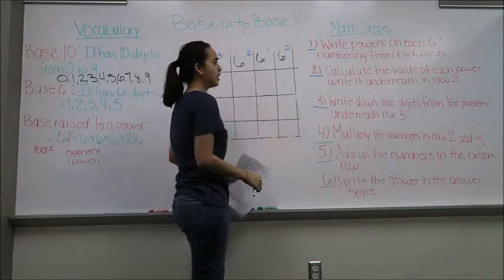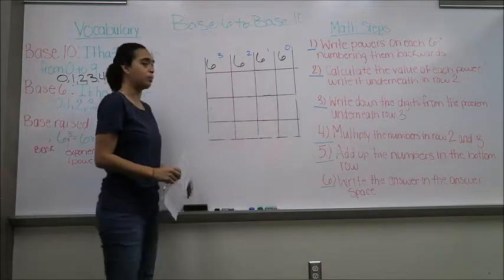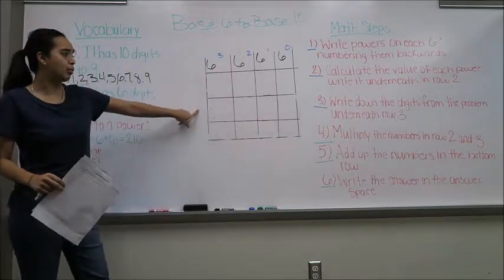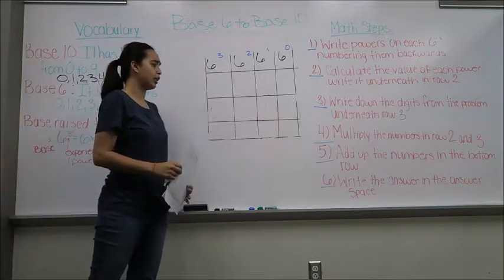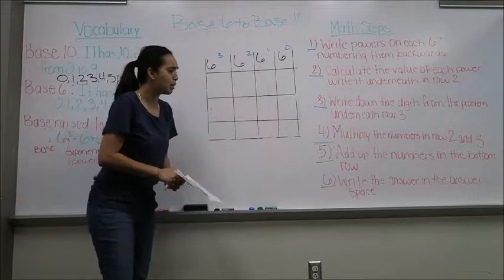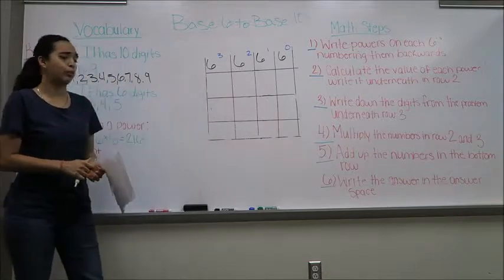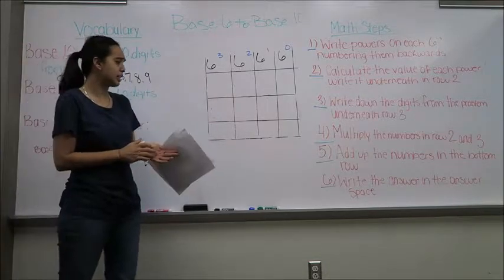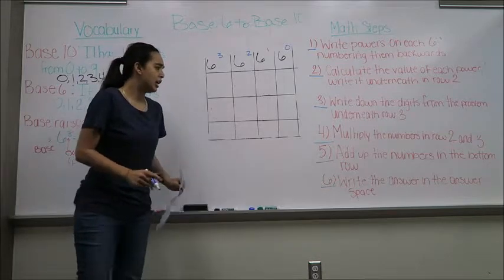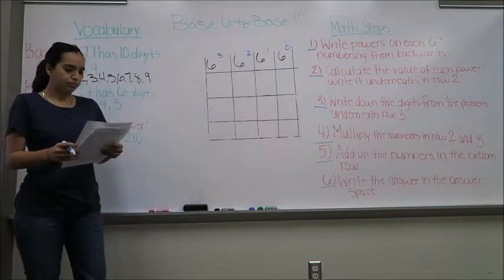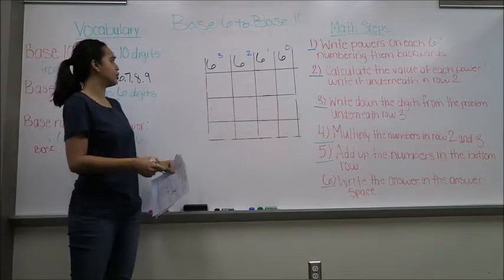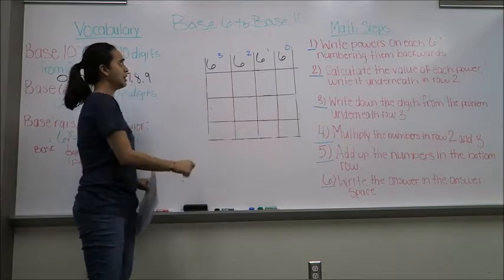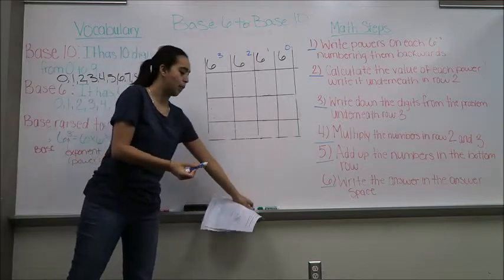Step 3, write down the digits from the problem underneath row 3. Number 4, multiply the numbers in row 2 and row 3. Step 5, add up the numbers in the bottom row. And step 6 is write the answers in the space. So I'm going to demonstrate to y'all and show y'all how the base 6 to base 10 works.